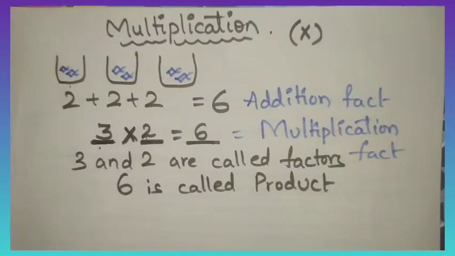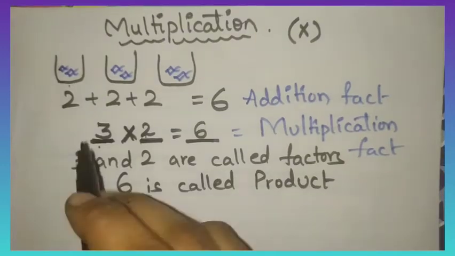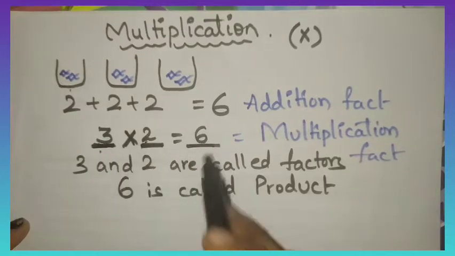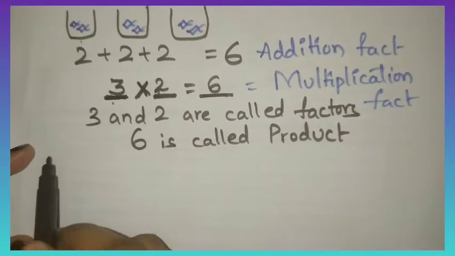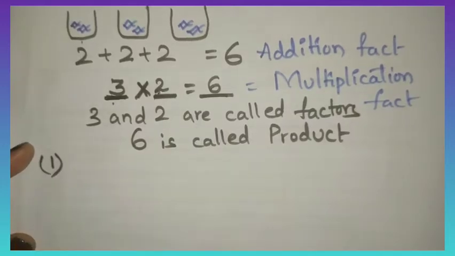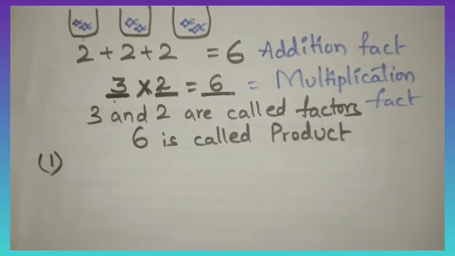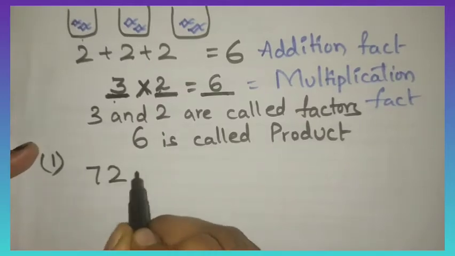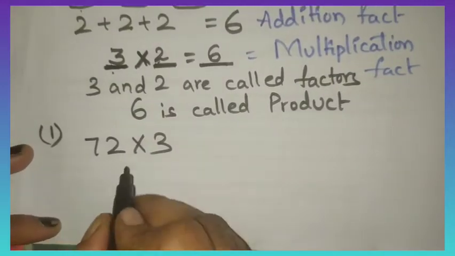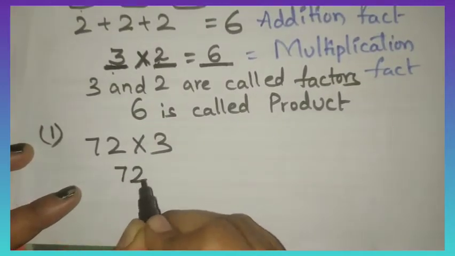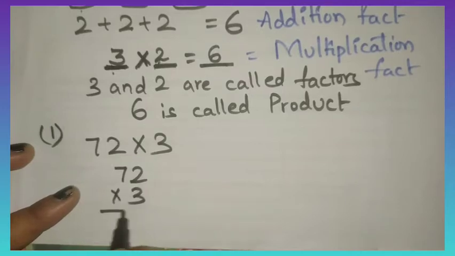Okay, this is multiplication. This is only for one digit numbers. 3 2s are 6, 4 5s are 20, like that we can easily say. Now I will explain 2 digit multiplication. Okay, for example, 72 into 3. Now we'll write like this: 72 into 3.